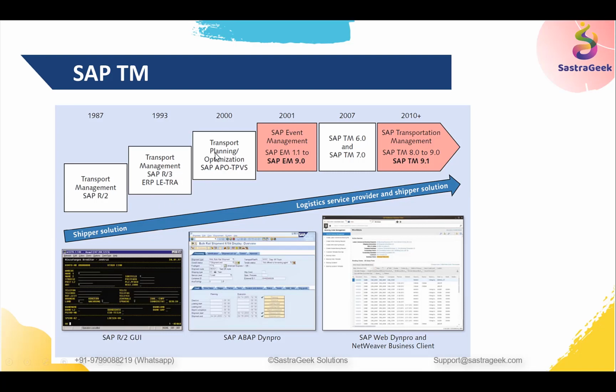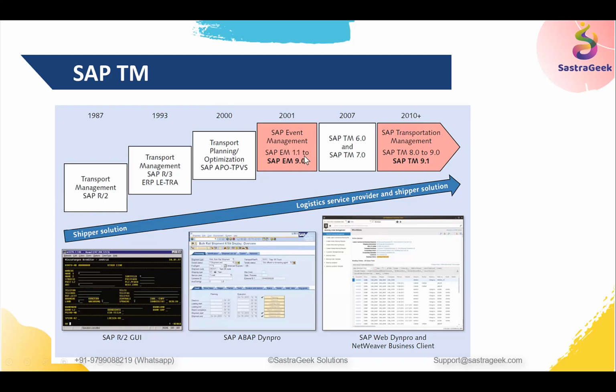Then they migrated, or when they had this APO module under which they covered TPVS, that is a vehicle system, transportation planning and vehicle system. So that was part of APO using certain concepts of APO from a planning perspective, transportation planning, but it was at very initial stages. So there are certain transactions in APO or in SAP TM as well, which are using the APO nomenclature. So those are there initially.